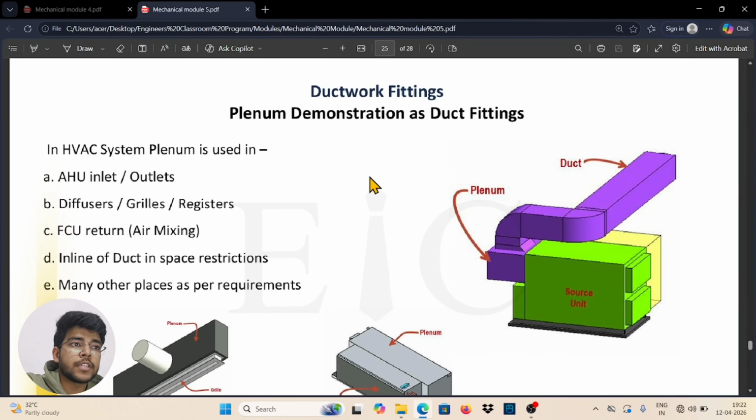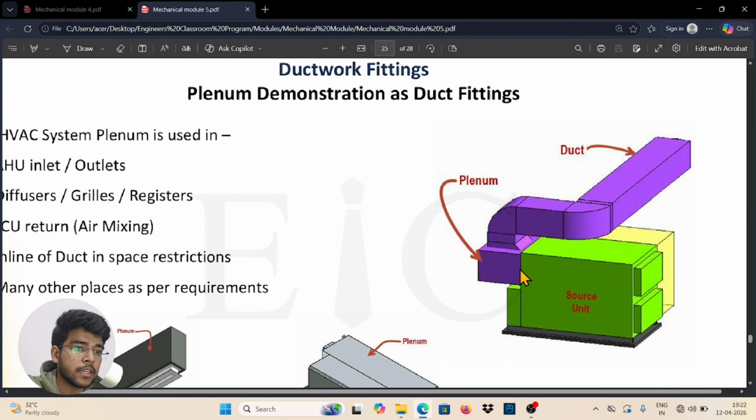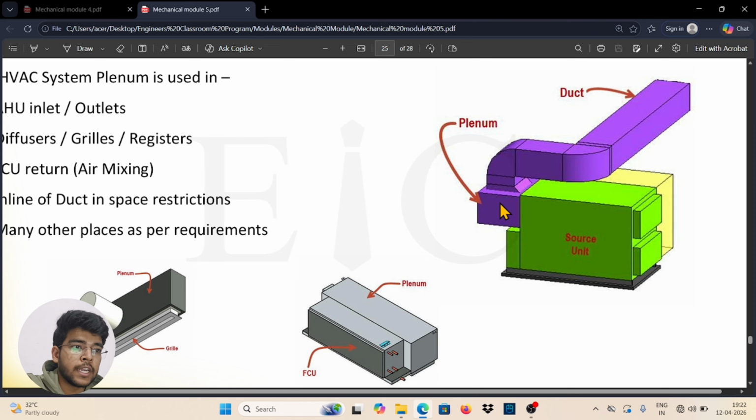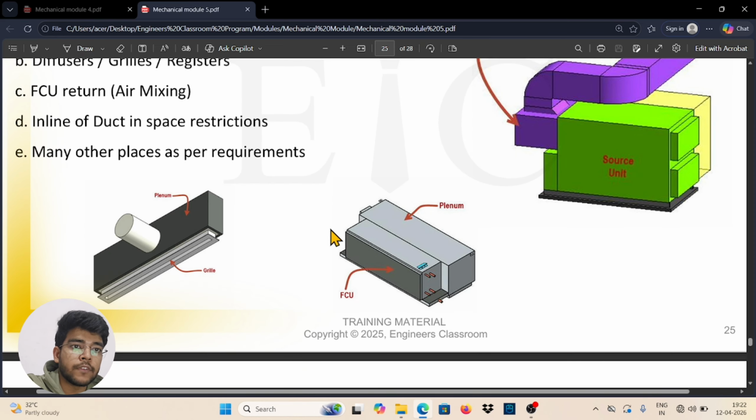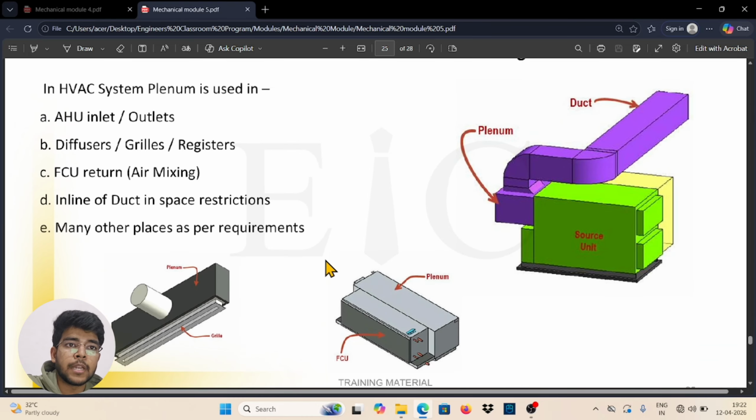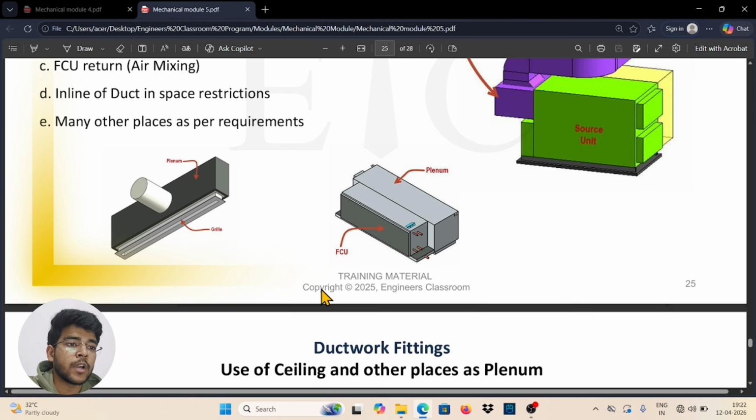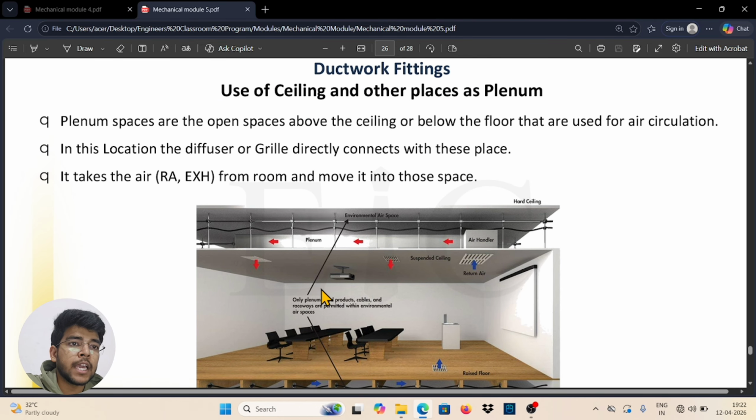Plenum demonstration as duct fitting. In an HVAC system, plenum is used at the AHU inlet. This is the AHU and this is the inlet of the AHU. You can see here, it is connected through the inlet of the AHU. It is connected through the inlet of FCUs. So it is actually called plenum. It is also used for inline duct, space restriction, and many other places as per requirement. You can see here one diagram where you can see the plenum space. Actually, the ceiling space, which may be 4 feet or 3 feet according to the requirement, with a standard size of 4 feet, is called plenum space.